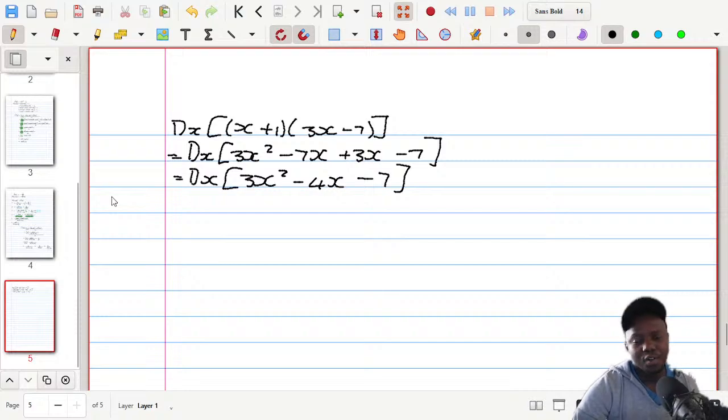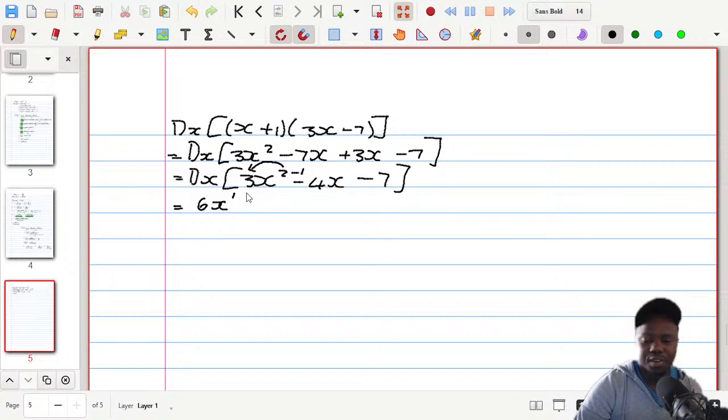Now we can find the derivative. When we find the derivative, we get rid of the dx sign, and what we do is we multiply the coefficient with the exponent. So 2 times 3 gives us 6x. We subtract 1 from the exponent, and we just remain with x to the power 1. Our exponent here is 1. We multiply the exponent with the coefficient: 1 times negative 4 is negative 4x. Subtract 1 from the exponent, that's going to give us 0.